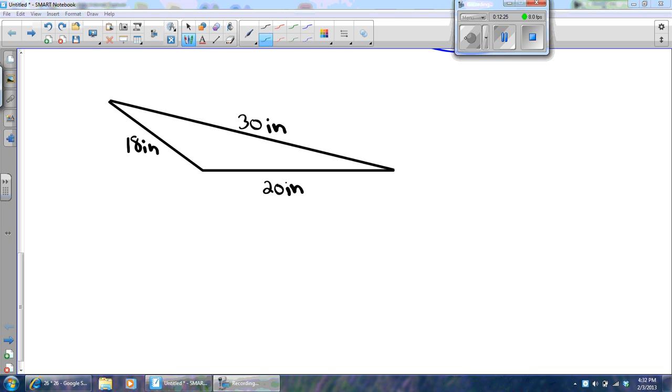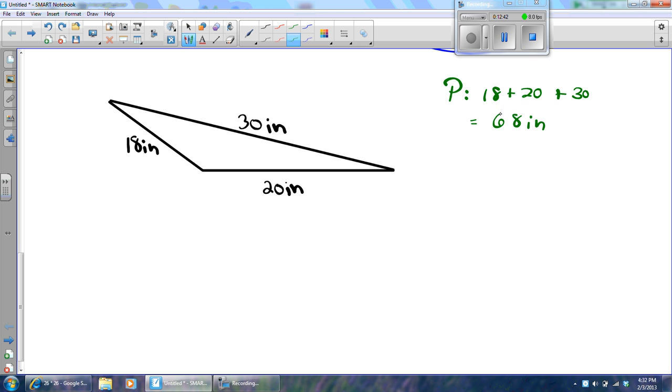Okay, now we're going to do this triangle. We've got the perimeter first, and of course it's going to be 18 plus 20 plus 30 inches. Excuse me, which ends up being 68 inches, and we'll leave it like that. Okay, now, again, we can't do the area because we don't know the height. I'm going to get rid of this 18, by the way. It's kind of in my way.